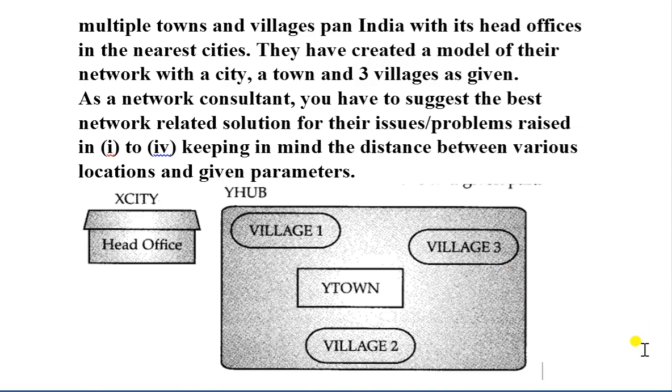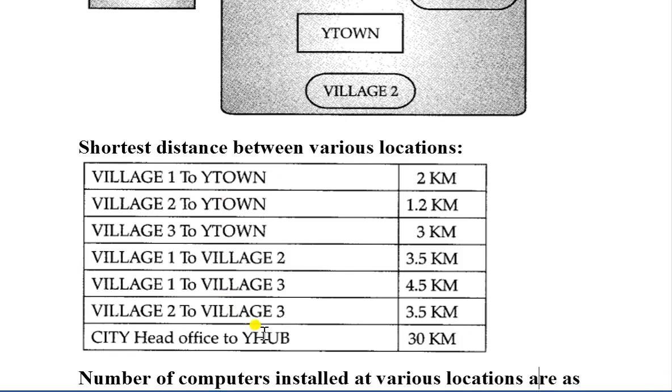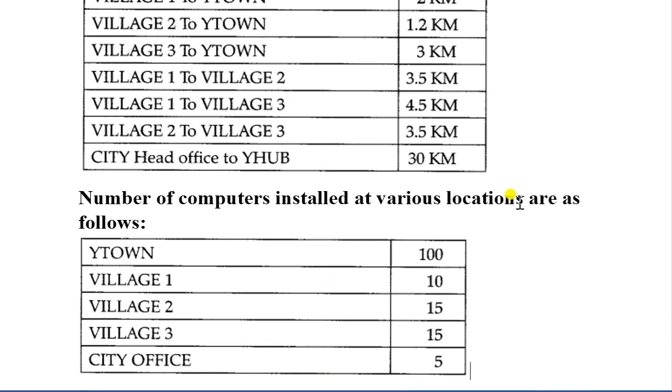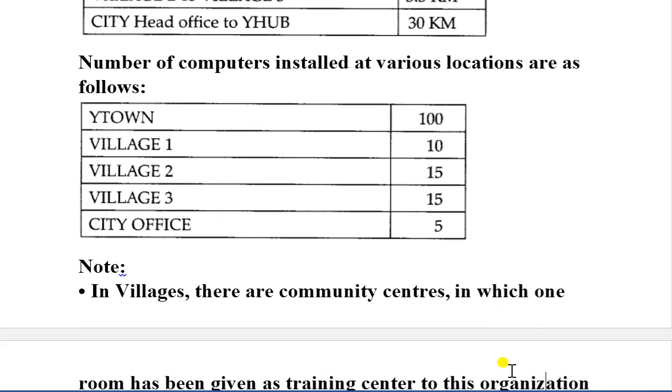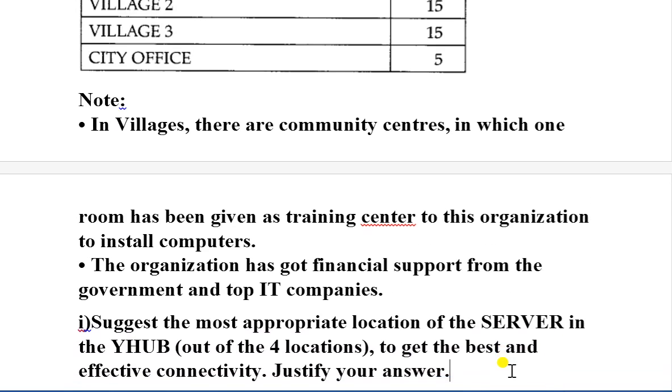Now this is the distance between village 1 to Y town, village 2 to Y town. Okay, these are the distances. Now number of computers installed at various locations. At Y town, 100 computers are there. Village 1, 10 computers are there. Village 2, 15 computers are there. Village 3, 15 computers are there. And city office, 5 computers are there. Now, in villages, there are community centers in which one room has been given as training center to this organization to install computers. The organization has got financial support from the government and top IT companies.